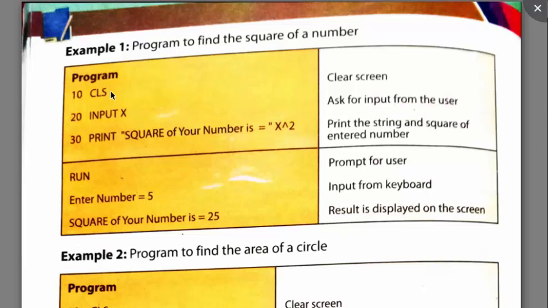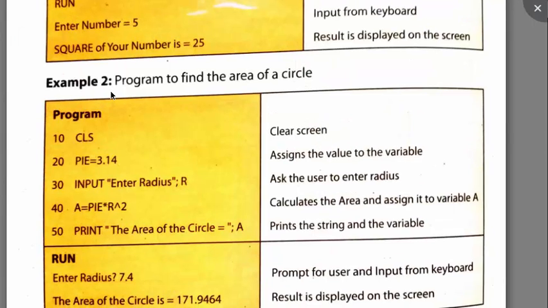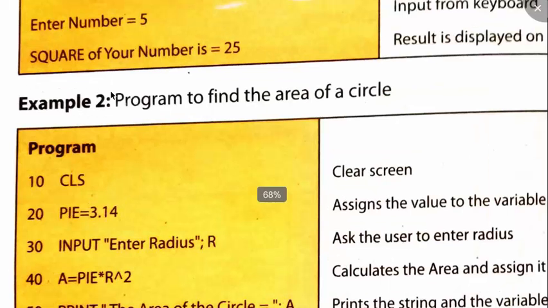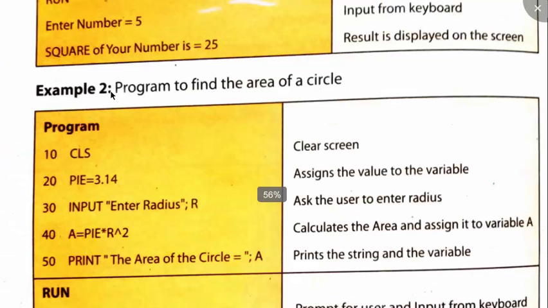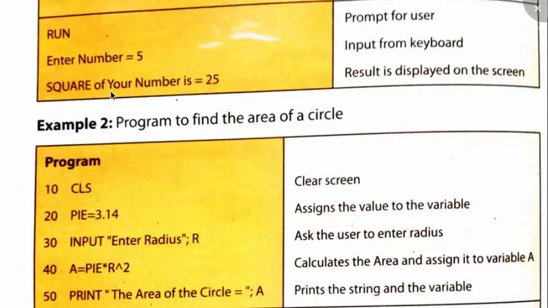Now students, we will continue with example number 2, a program to find the area of a circle. Here you can see the program: line number 10 is CLS, used for clear screen. We assign a value of 3.14 to pi on line 20. Then line 30, input, enter radius. Here you can see that we have used a double-quoted string inside the input syntax that will display on the screen. Next, A is equal to pi multiplied by R power 2, and then on line 50 we print, the area of the circle is, semicolon, A.